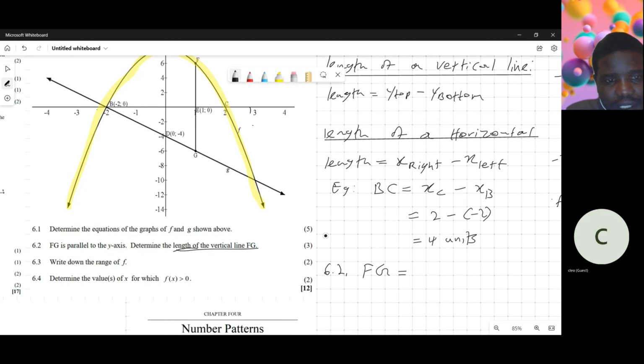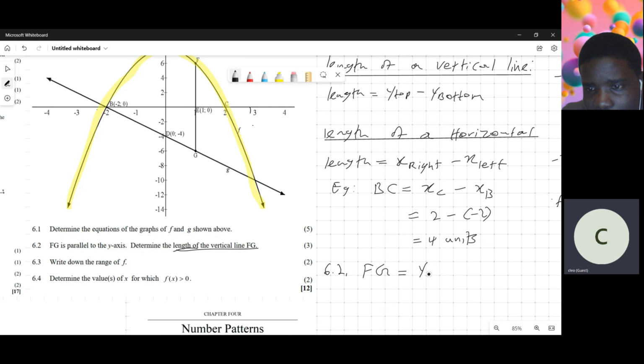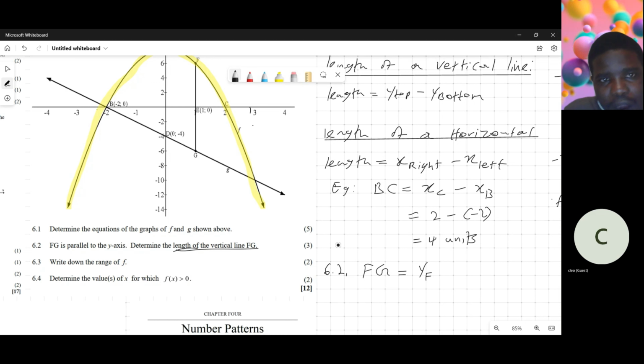So 6.2, FG is equal to what? The value of y at F. Remember, F is on top. It's a vertical length, this one. The value of y at F minus the value of y at what? At G, the bottom one.